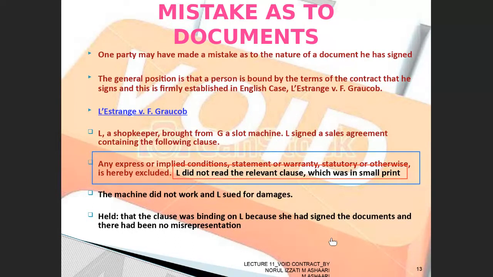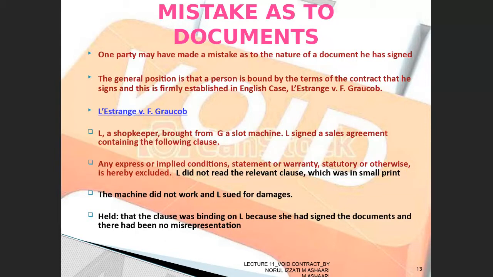In this case, there was no misrepresentation and no fraud, so the contract cannot be challenged for damages, because the statement that I highlighted in the box is considered enforceable and binding on both parties. So in this case, L is not able to claim damages. Okay, now we look at the effect of the mistake for a while.